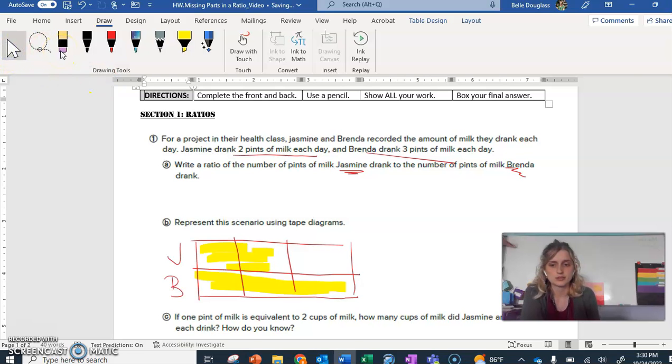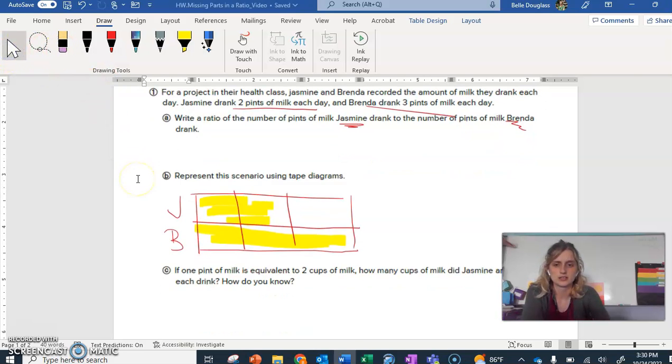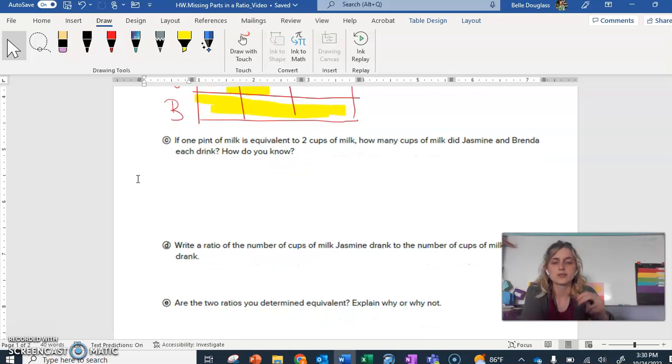So now we'll keep scrolling. If 1 pint of milk is equivalent to 2 cups, okay, so that's a new ratio right there. 1 pint is 2 cups. How many cups did Jasmine and Brenda each drink?